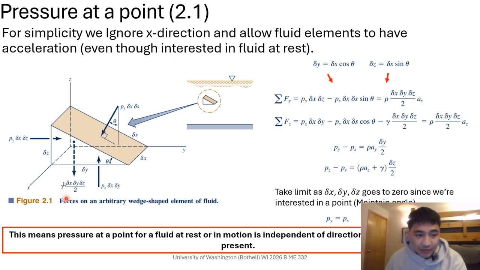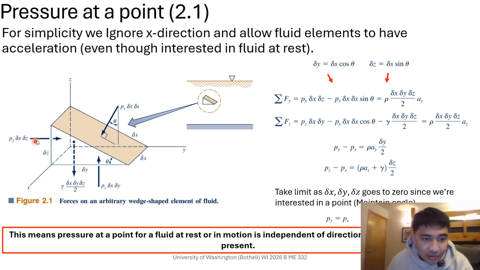Here we have this figure, which they're calling figure 2.1. It shows the forces on an arbitrary wedge-shaped element of a fluid. So this is just an element of a fluid. And if you see this triangle here, there's a term for it that will show up later, but it basically means the top of the water. It's called the free surface, I think, but this triangle just means the surface of the water.